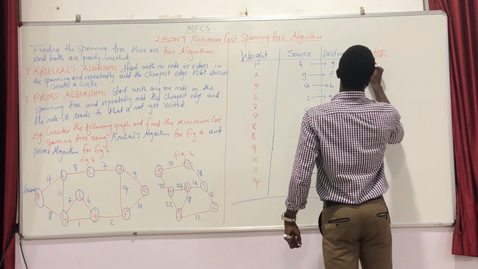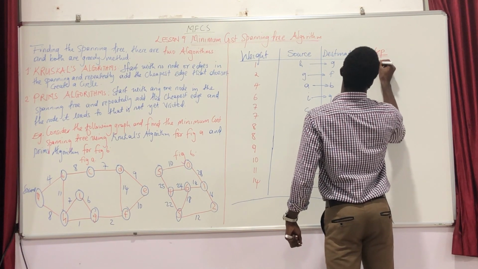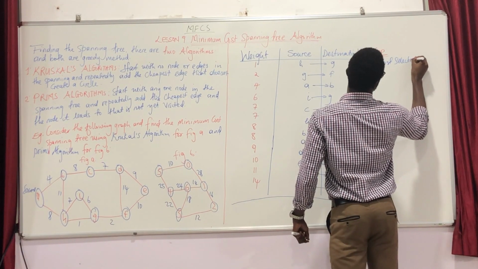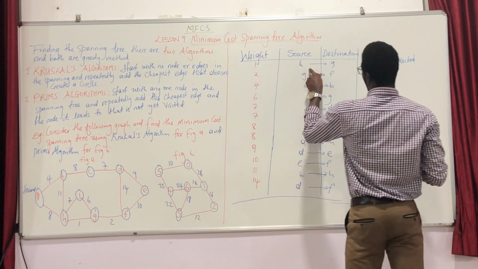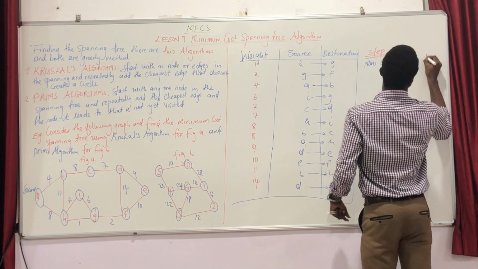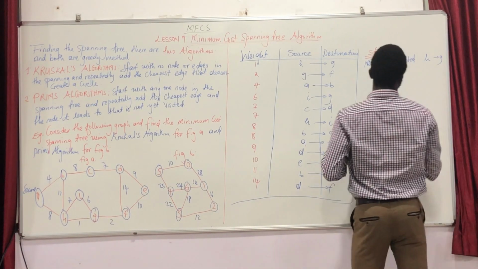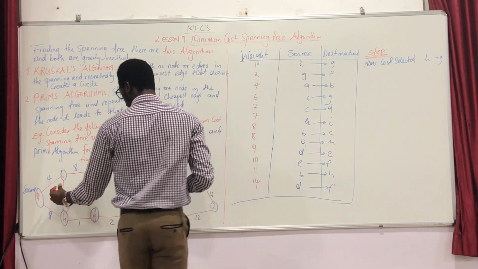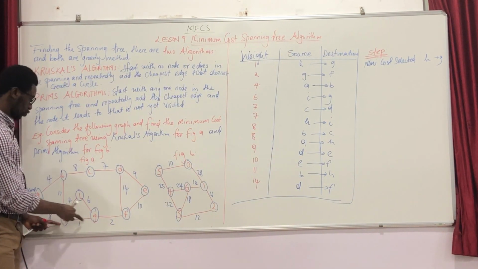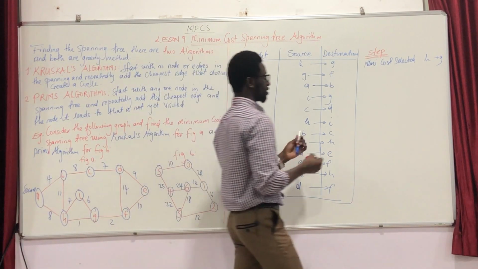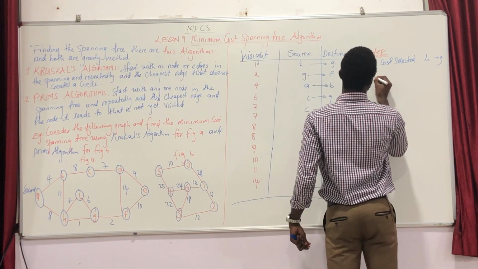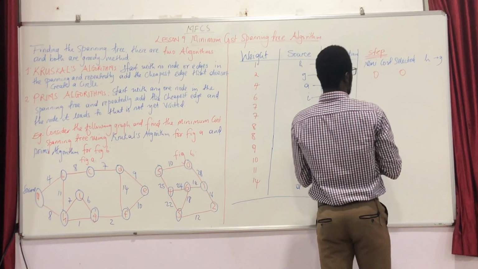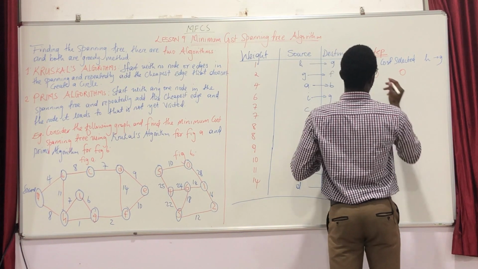So minimum cost selected. Selected is H to G. So we can draw, we move H to G from the diagram here. This is H to G. So we'll draw it down. H to G. We'll connect this node because the cost is just 1.